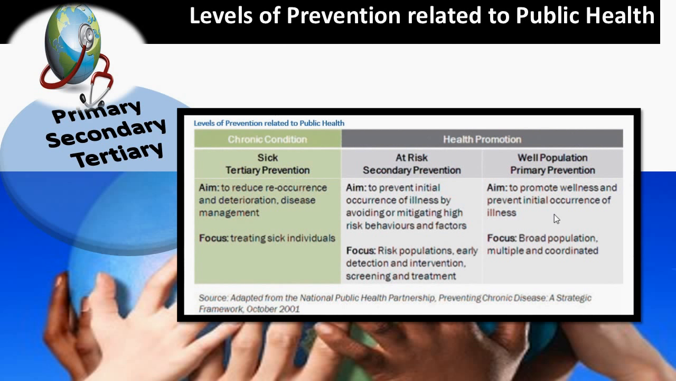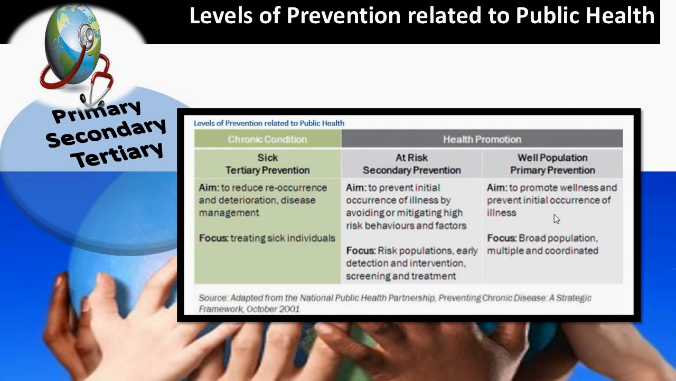Secondary prevention is preventing after the initial occurrence or mitigating. So, what does that mean? We know what we're preventing, so we know we've named it. We're mitigating risk behaviors for a specific disease. So, the risk populations, we're going to try to make sure that we detect things early and we screen and we treat. That's secondary prevention.